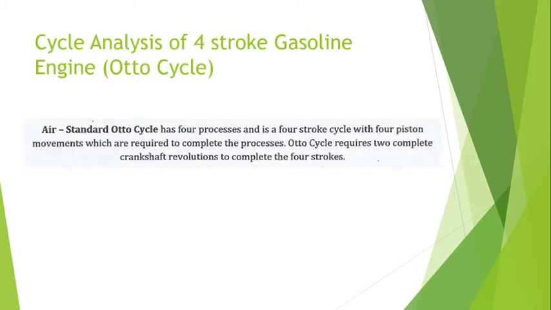So this is the cycle analysis of the four-stroke gasoline engine, or Otto cycle. An air standard Otto cycle has four processes and is a four-stroke cycle with four piston movements, which are required to complete the processes. The Otto cycle requires two complete crankshaft revolutions to complete the four strokes.